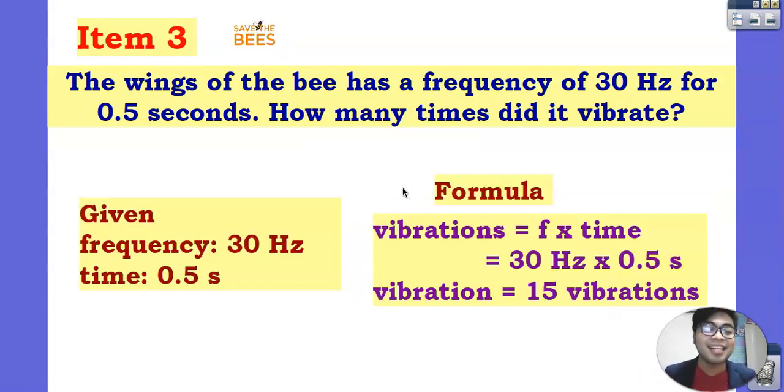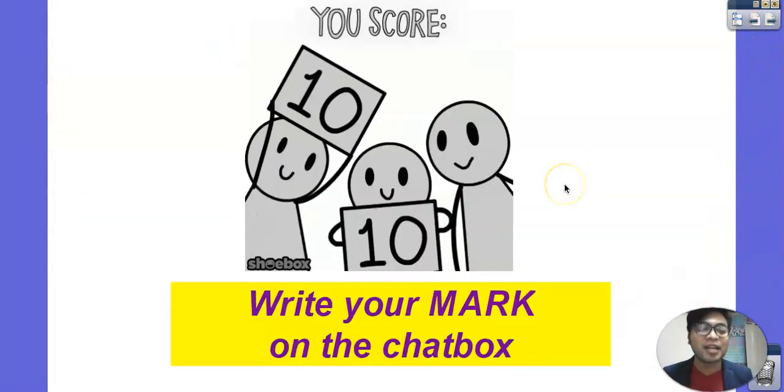The correct answer is 15 vibrations. So frequency is 30 hertz, vibrating over a time of 0.5 seconds. So vibration is equal to F, that's frequency, multiplied by time, and that will give us 30 hertz multiplied by 0.5 seconds. Vibration is equal to 15 vibrations. Did you get it correctly? That's 4 marks.